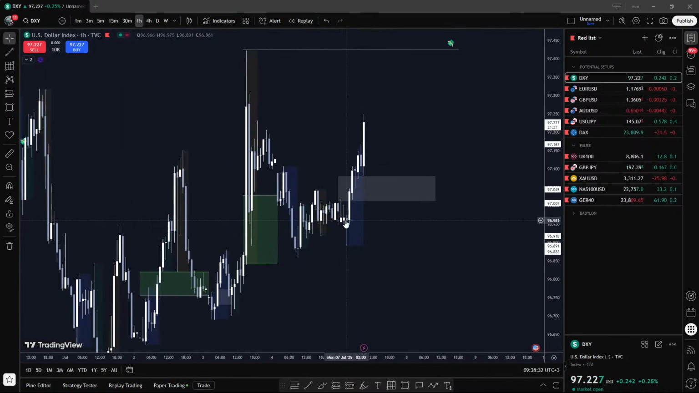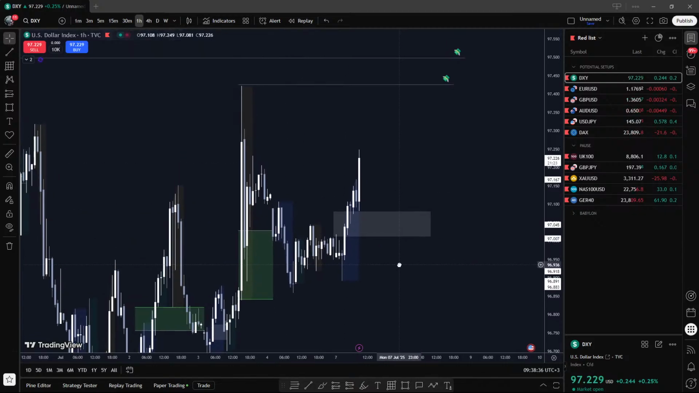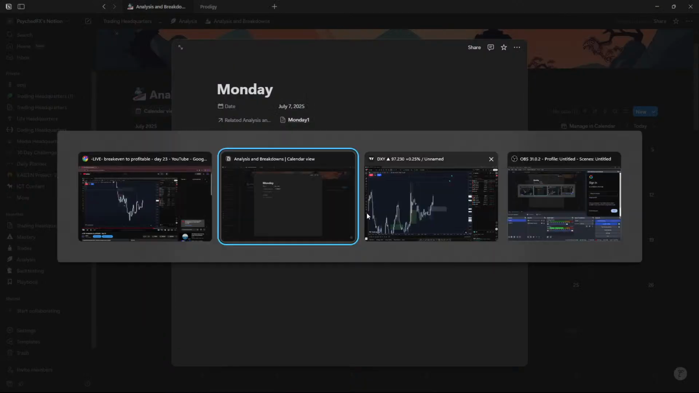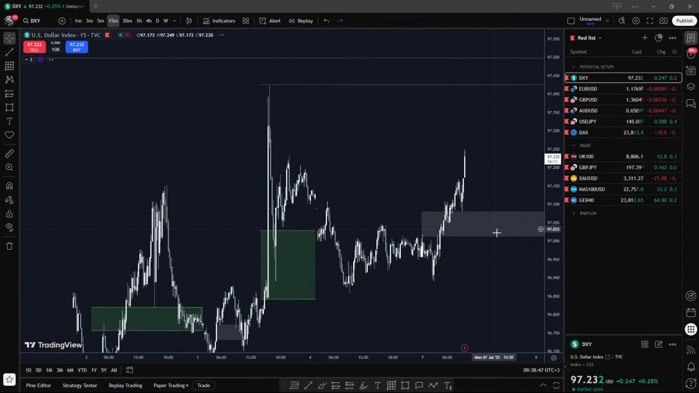Until Notion loads, we're gonna look at the hourly. Hourly, we kind of inverse this and the gap here, but it's not structurally very clean. We might form a gap here, and from that gap we look to target. I think it's more likely to happen.